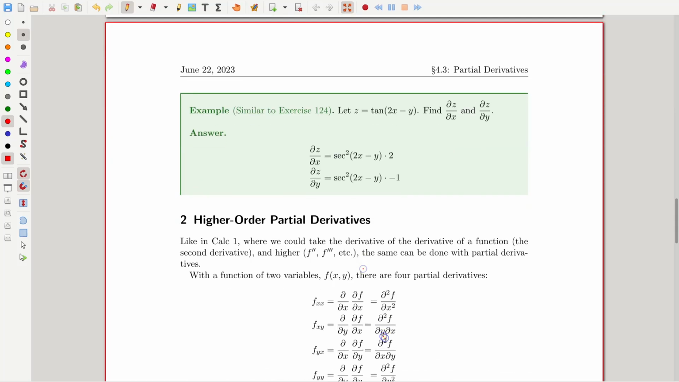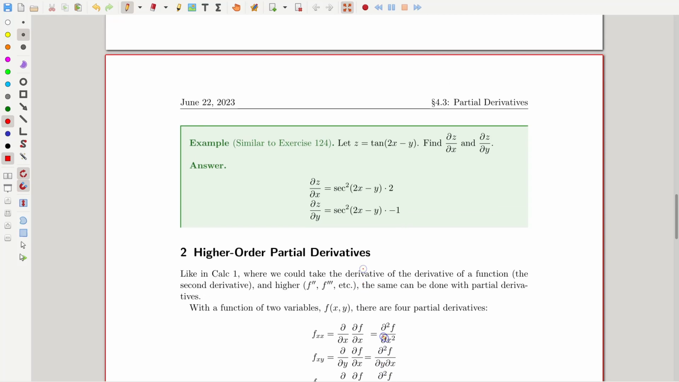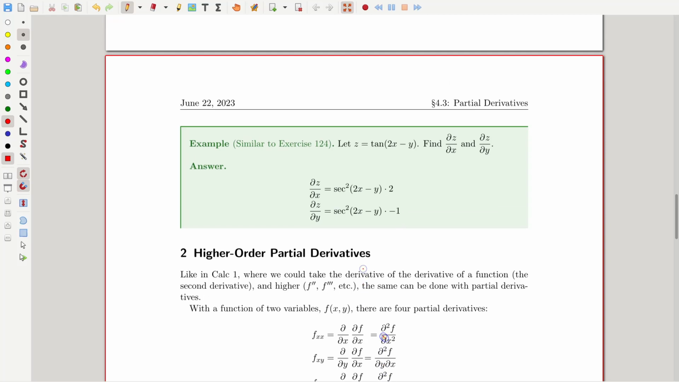Let's see what else we've got. I guess I'll try to give another example of a calculation. With both dz/dx and dz/dy, the derivative of tangent gives you a secant squared for both of them. The inner function stays the same, and I'm going a little fast, combining these things.